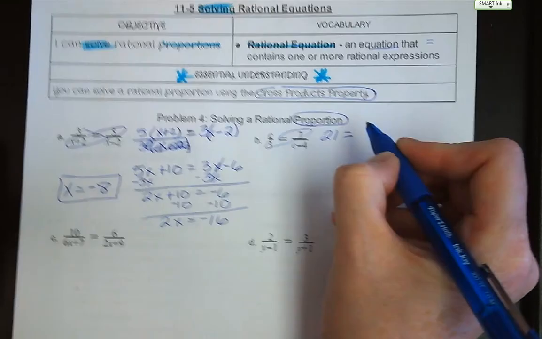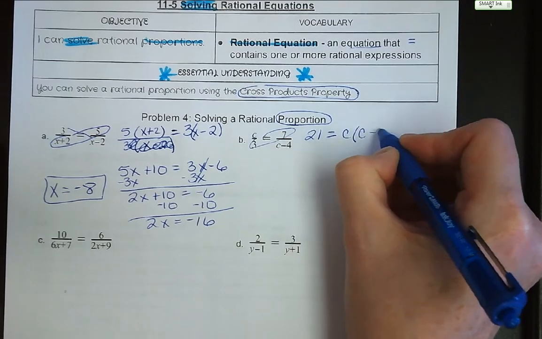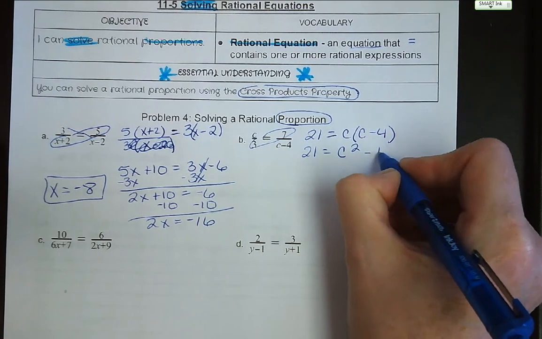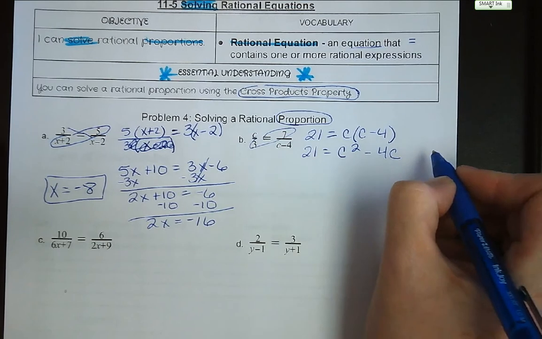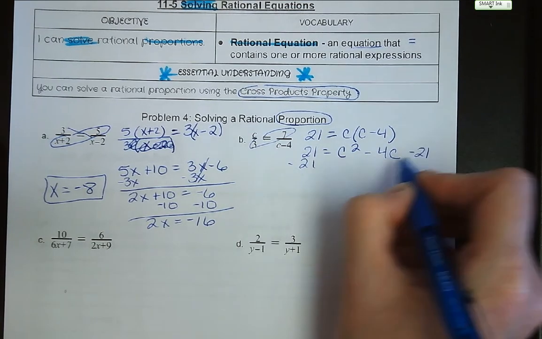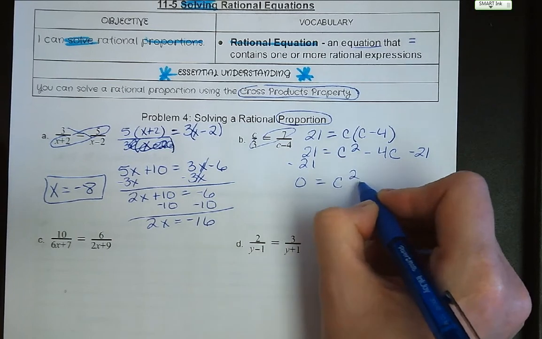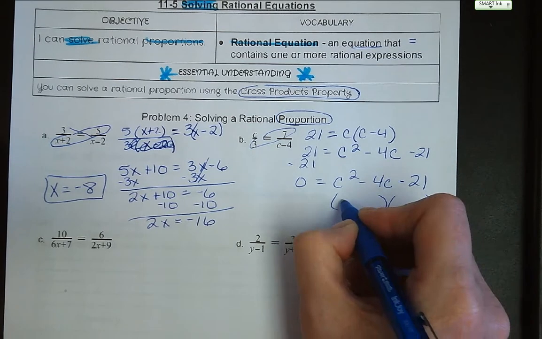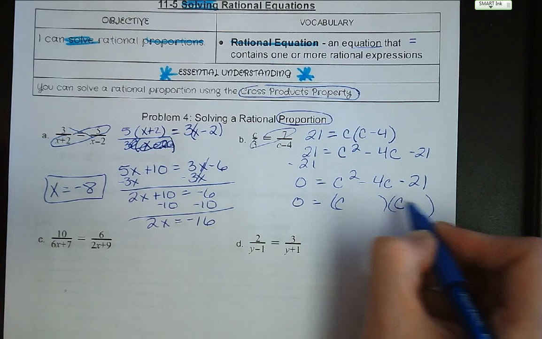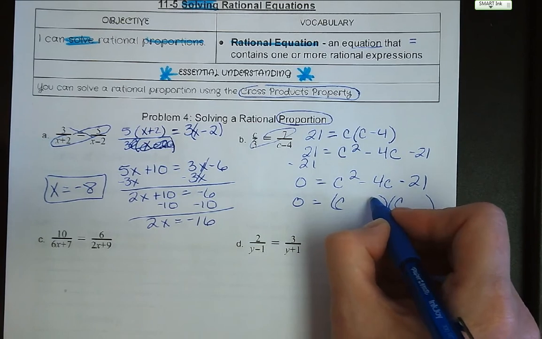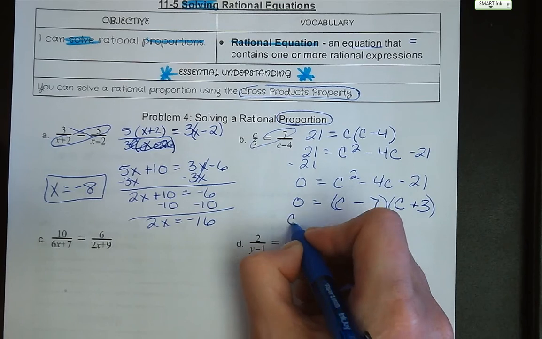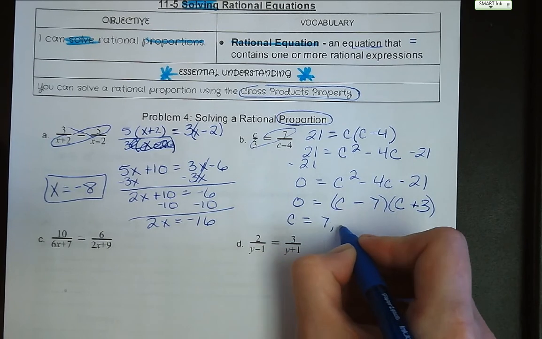There you go. Cross multiplication again. We've got 3 times 7 is 21, and c times c minus 4. So we got 21 equals c squared minus 4c. We're going to subtract 21 from both sides of our equation. 0 is equal to c squared minus 4c minus 21. And here we are in chapter 9 again. Factoring, we're looking for products of negative 21 that add up to negative 4. Well, that would be a negative 7 and a positive 3. So our two solutions are going to be 7 and negative 3.